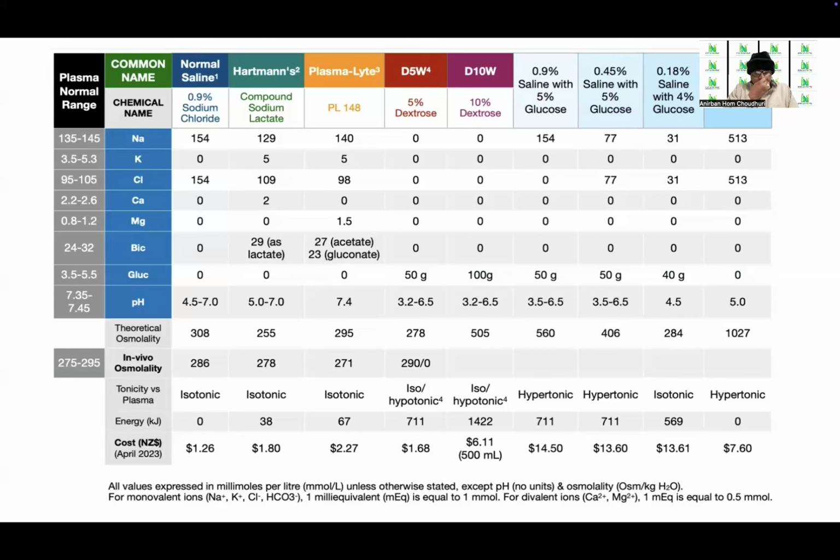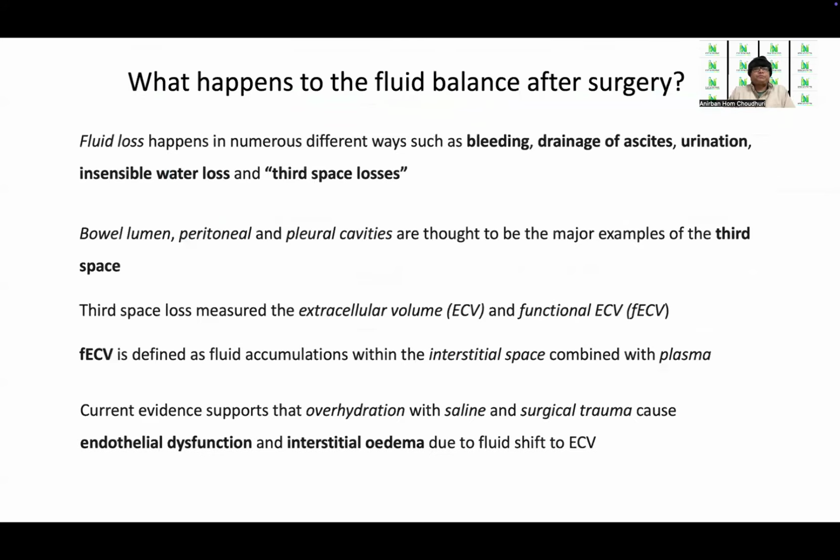So whenever we decide upon a fluid and its tonicity, we will also have to take cognizance of its in vivo osmolality rather than the theoretical osmolality. Whenever we use a fluid, if it is isotonic, it will always get distributed the way it is distributed in the plasma, according to the composition of the plasma.